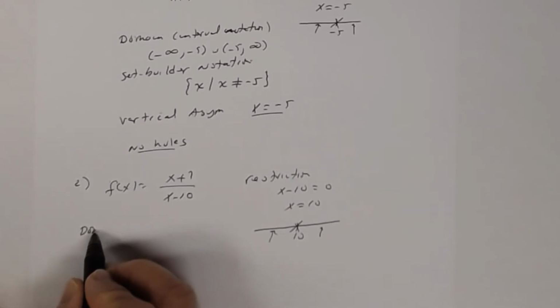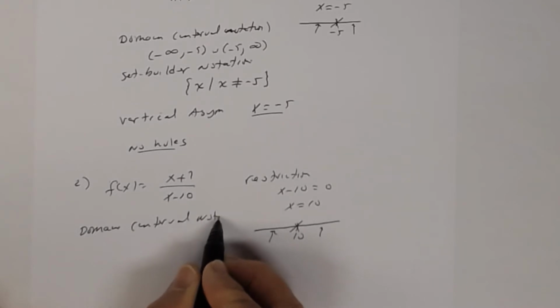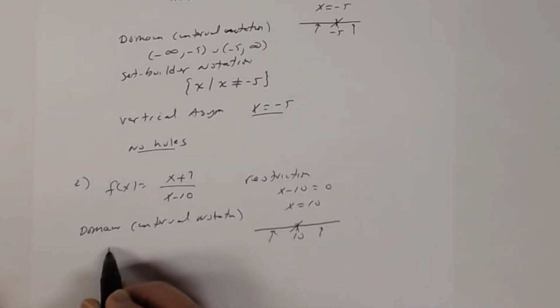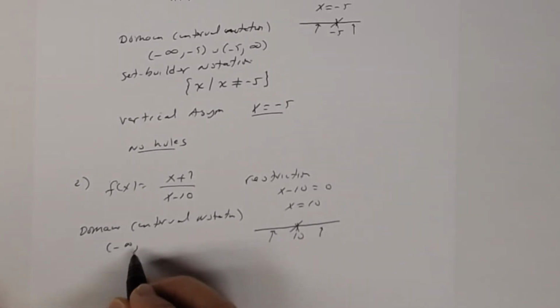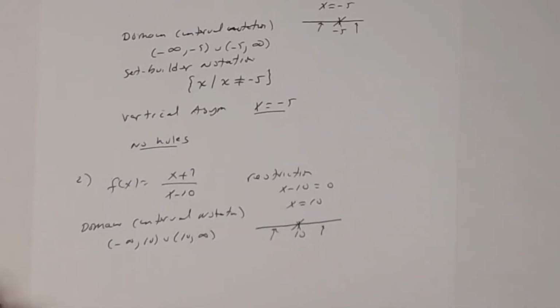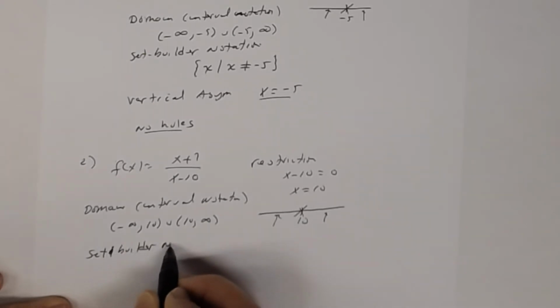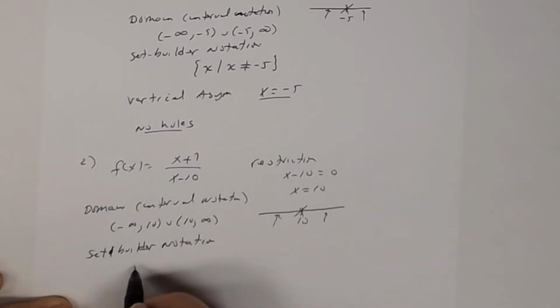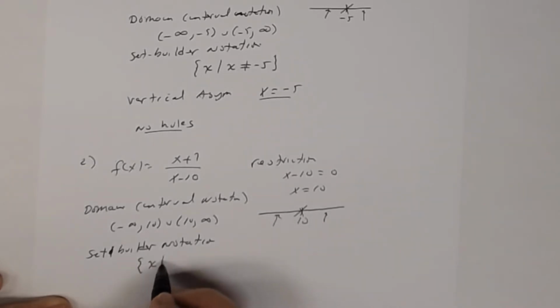So I would have two intervals, every real number except 10. So the domain in interval notation is from negative infinity to 10, union 10 to infinity. In set builder notation, this is how you're going to write it. Remember, it's all real numbers except 10, right? So you're going to say the set of x's such that x does not equal 10.